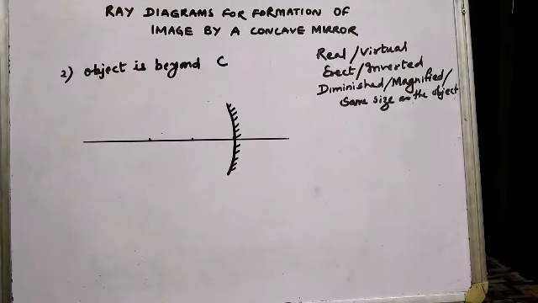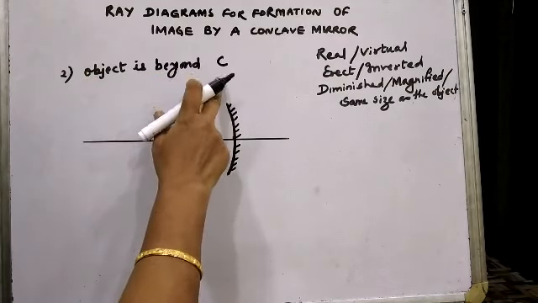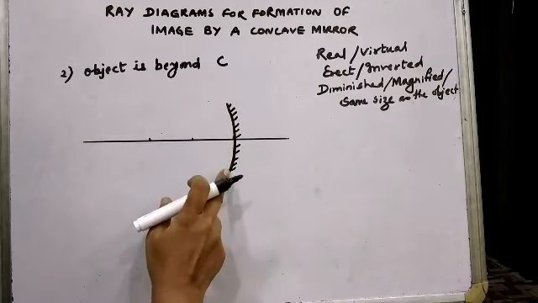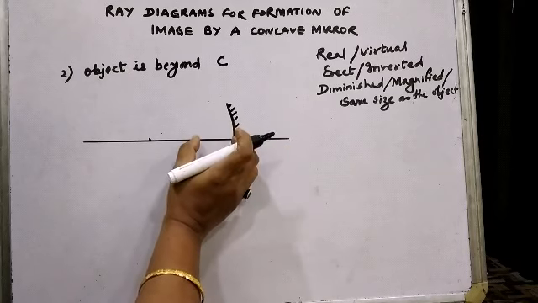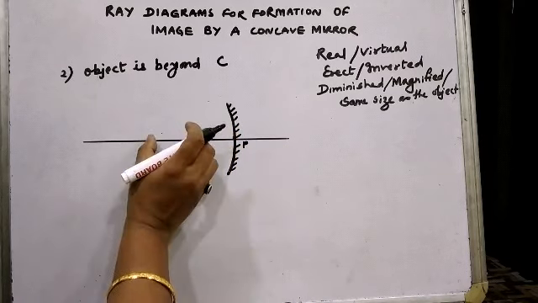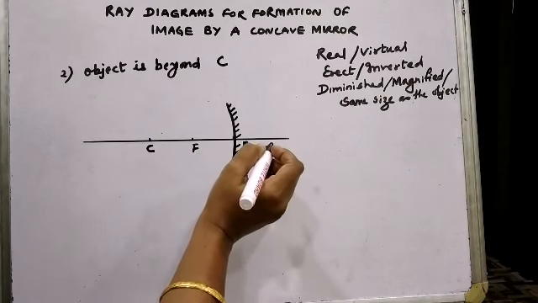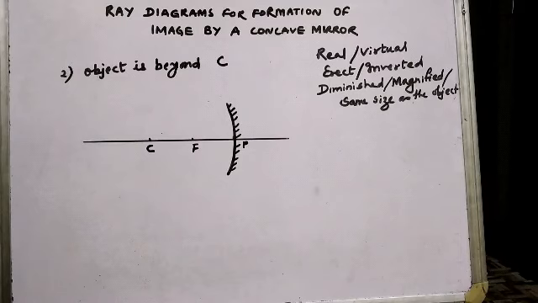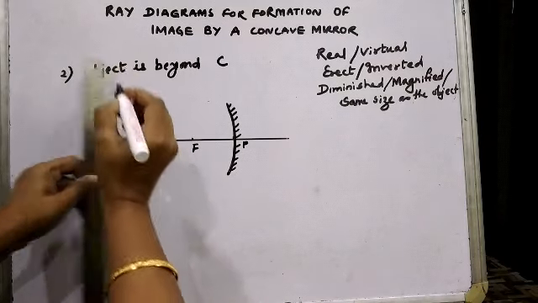Let us take the second ray diagram. In the second diagram, the object is kept beyond the center of curvature. So I have drawn a concave mirror. This is the principal axis, pole of the mirror. At a distance of 1.5 centimeter, I have taken focus, and again at a distance of 1.5 centimeter, I have taken center of curvature. Now the position of the object is specified very clearly. It is beyond center of curvature. So my object will be an arrow mark like this.